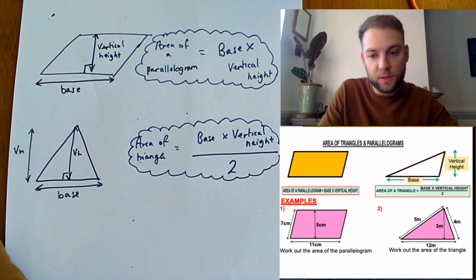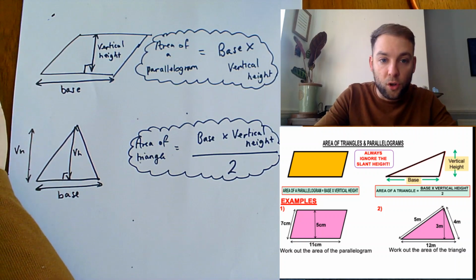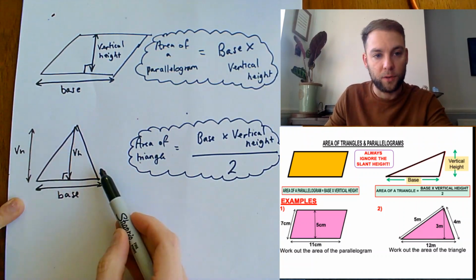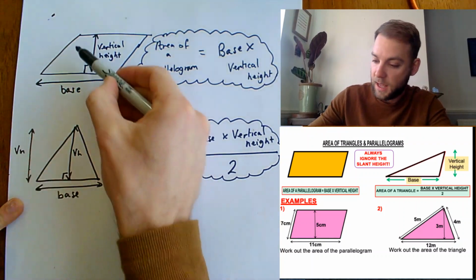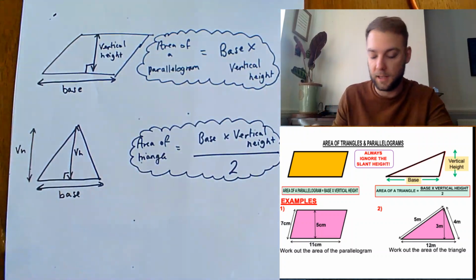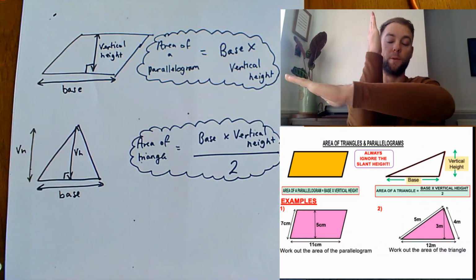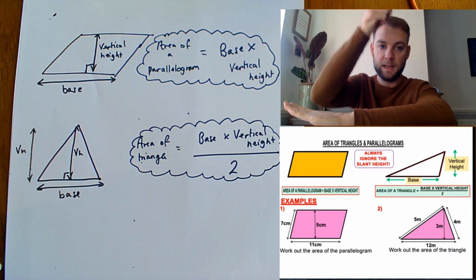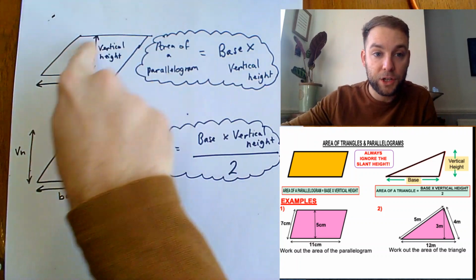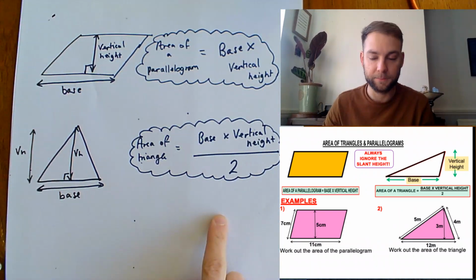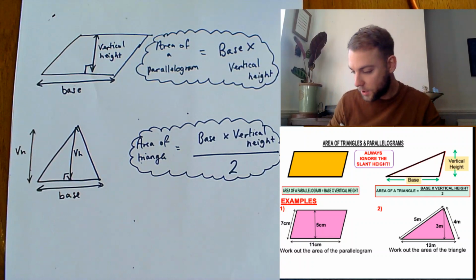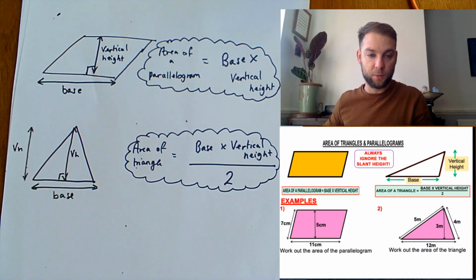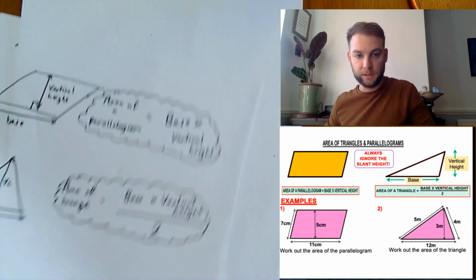With this, it's important to say now that you do ignore these slanted sides. So this side here, you're going to ignore. This length here, you're going to ignore. You're only using the ones which are perpendicular. So the base and the vertical height. Make sure you've got these down in your notes. Okay? So, let's have a go at some of these then. I'm going to keep these actually, so we can always refer back to them.